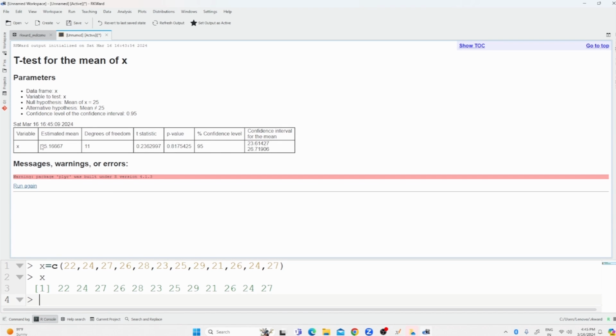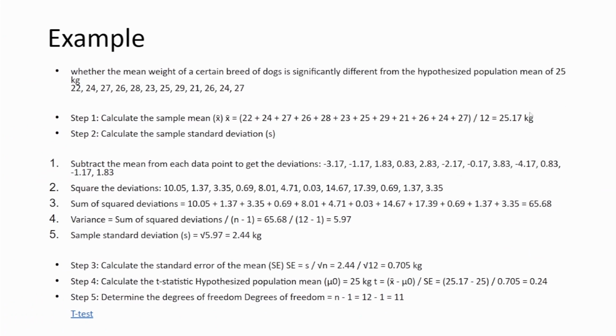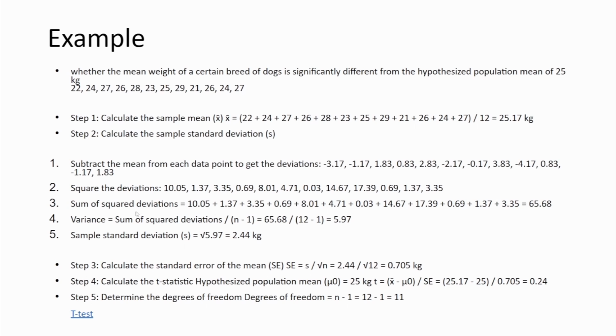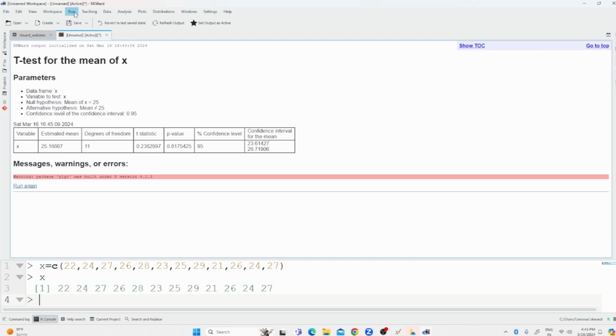It says the estimated mean is 25.1667. In our case we got this 25.167, which is 25.17. Then it calculates the standard deviation. Now we told you that the standard deviation is obtained by finding the corrected mean. So please see, there are two sorts of standard deviation. Let us check this here.